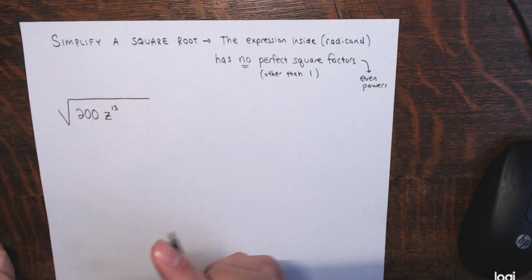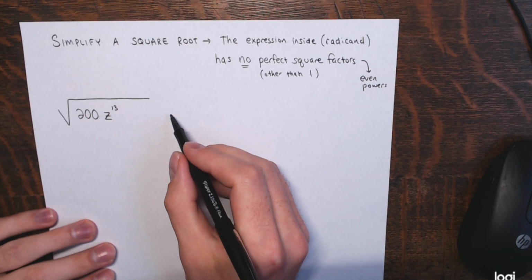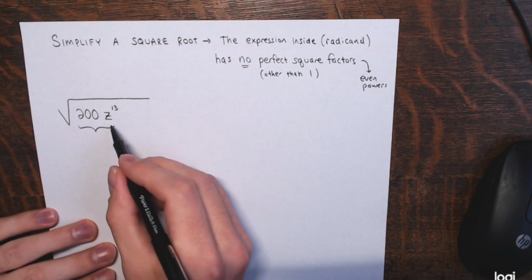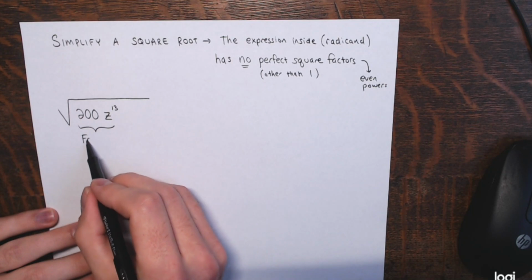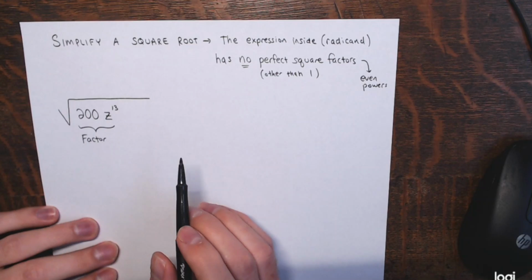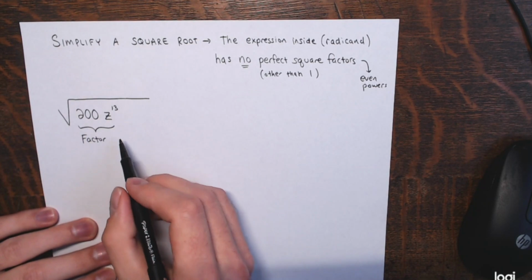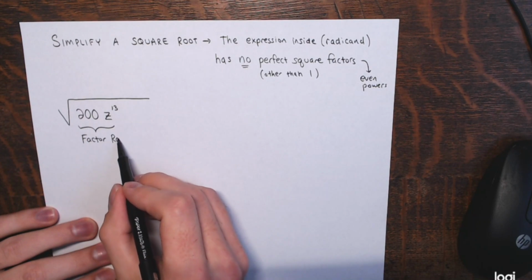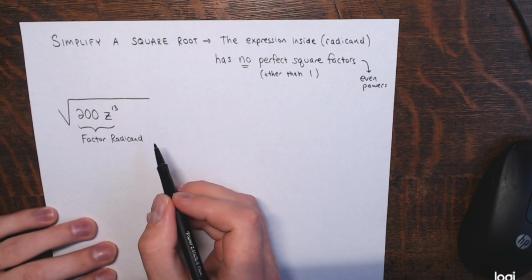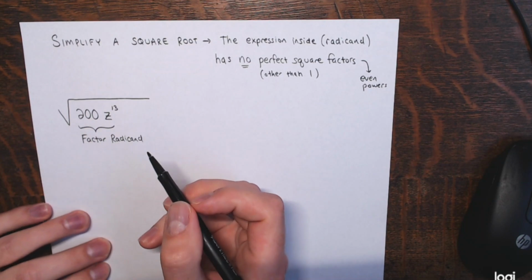All right, so what I'm going to do is I'm going to factor the radicand in the following way. And this is what I'll do for all the problems where we're asked to simplify the square root. I'm going to factor this radicand, this 200z to the 13th. I'm going to write it as a product. I mean, I know it's a product already, but I'm going to write it as a different product.